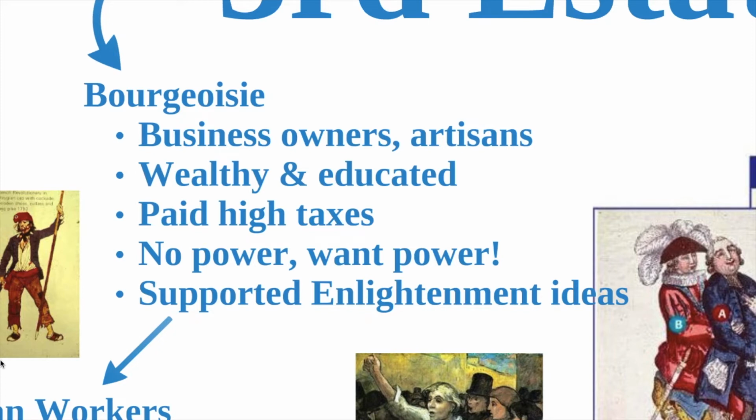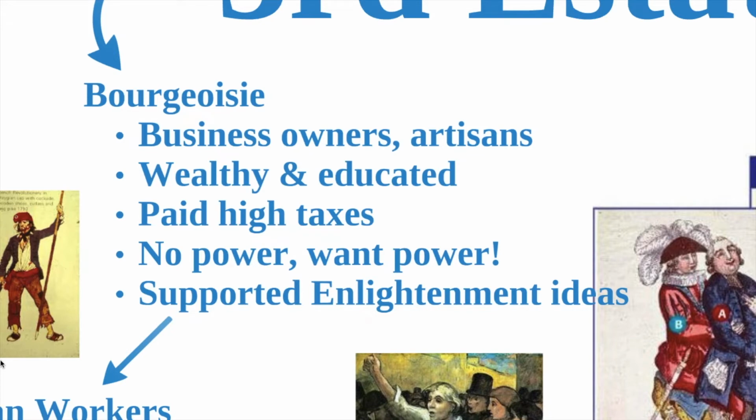So the bourgeoisie and the third estate, these are going to be the people who are going to lead the early part of the revolution. They're going to be the ones who are going to lead the change that's going to take place in France. They want power. They want influence. They want to keep their wealth, they want to keep their money, and they want to have power. They want to have what the nobles have.